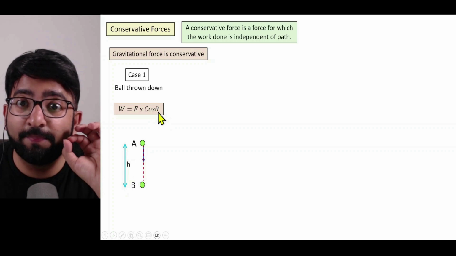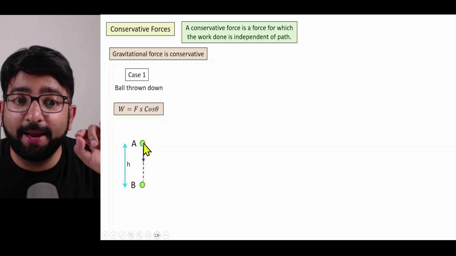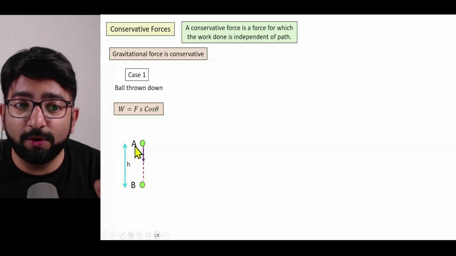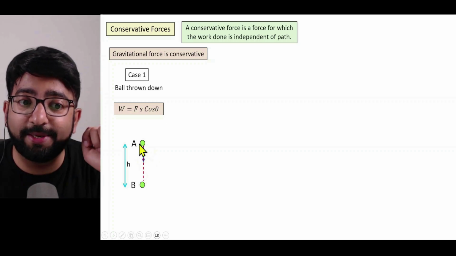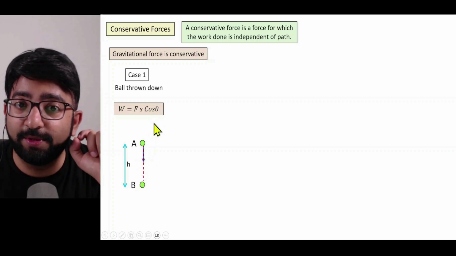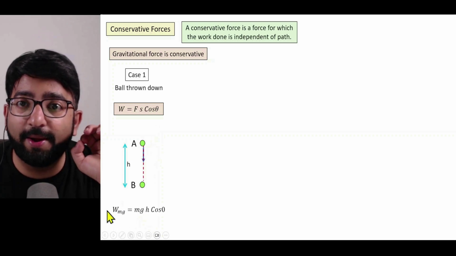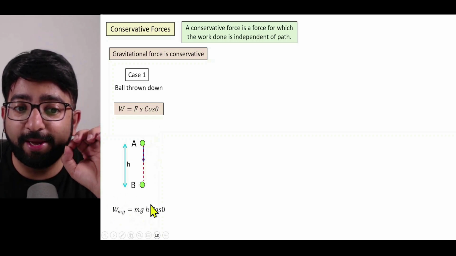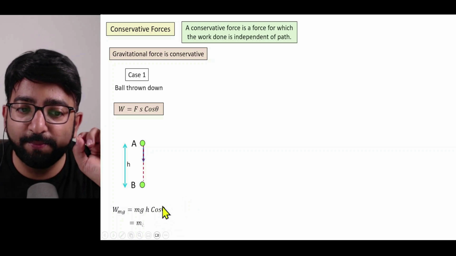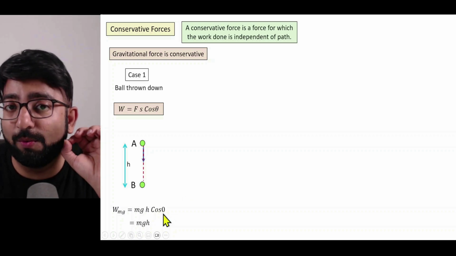What will be the angle theta? It will be 0 degrees, since mg is acting downwards and also the ball is going downwards. So displacement is downwards. So the angle is 0. Hence, the work done by mg will be written as mgh cos 0. Cos 0 is 1. And we can write mgh is the work done.